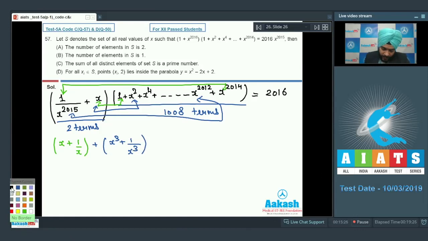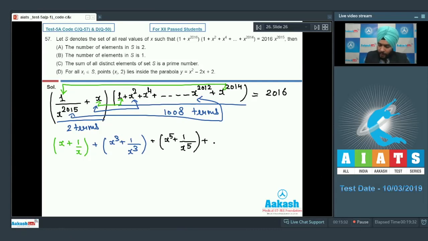The next term will obviously be x power 5 plus 1 upon x power 5. So you have to make 1008 pairs. So the last term will be x power 2015 plus 1 upon x power 2015, because they are only the odd degree terms present in the given series. 1008 pairs we have in the form of x plus 1 by x, x cube plus 1 by x cube. Either their value is greater than or equal to 2 or it is less than or equal to minus 2. Right hand side is positive, x has to be positive.